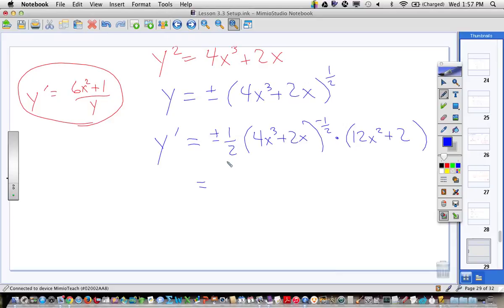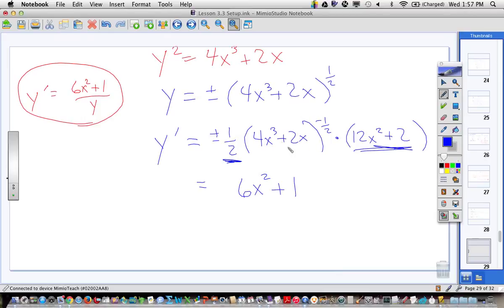So what I'm going to do is I'm going to take this 1/2 and I'm going to multiply it over here with that, because that'll work out nice. What do you get? 6x squared plus 1. Okay, so that takes care of that and the 1/2.